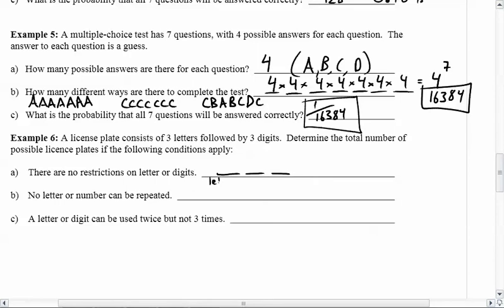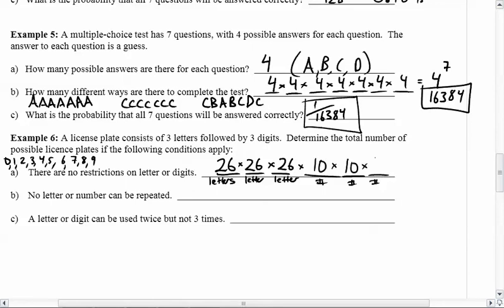So we'll draw 3 lines for the letters. And then 3 lines for the numbers. So there's 26 letters in the alphabet. And it says we're allowed to repeat letters, so we could have something like M. There's 26 possibilities for each letter. We're allowed to repeat numbers, so all together I've got the digits from 0 to 9. So I've got 1, 2, 3, 4, 5, 6, 7, 8, 9, 10 digits. And I'm allowed to repeat.